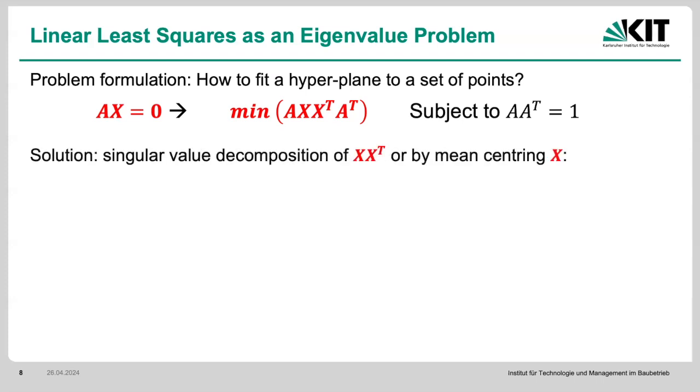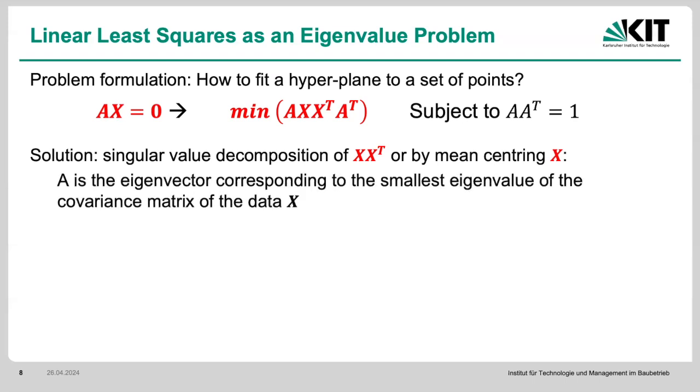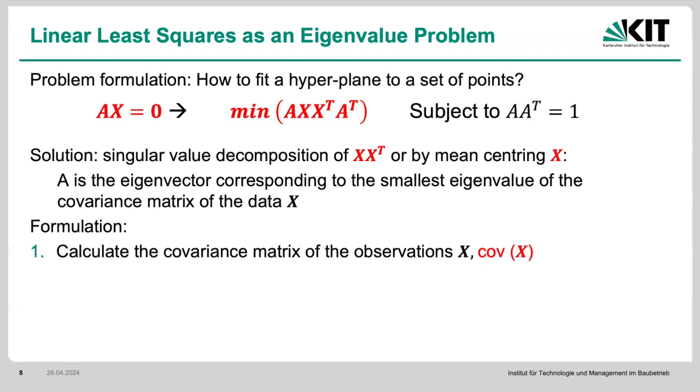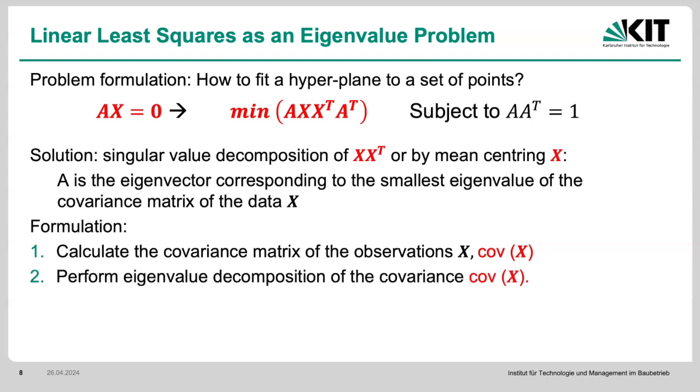So the solution is actually the singular value decomposition of your X transpose, or by mean centering the X, it is actually going to be your eigenvalue decomposition. This is equivalent to what we call a principal component analysis. Formulation: calculate the covariance matrix of your observations. Then you have to perform what we call an eigenvalue analysis.